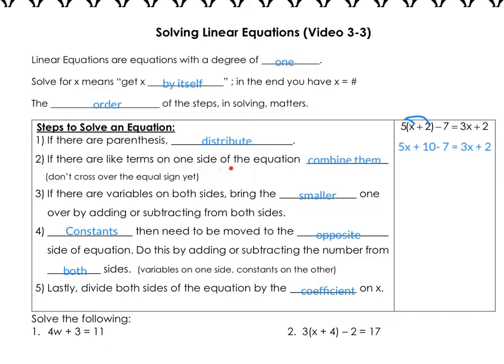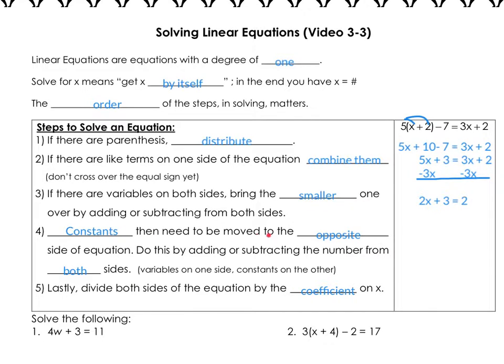Next, if there are like terms on one side of the equation, combine them. So over on this left side, I can see that I have 10 minus 7. I can combine those so that I then have 5x plus 3 equals 3x plus 2. Next is if there are variables on both sides, bring the smaller one over by adding or subtracting to both sides. So there are variables on both sides, a 5x and a 3x. 3 is smaller, so I'm going to move that to the left side. So I'm going to subtract 3x. And then if I do that, this will cancel on this side because 3x minus 3x is 0. So I have 5x minus 3x, which is 2x. So I then have 2x plus 3 equals 2.